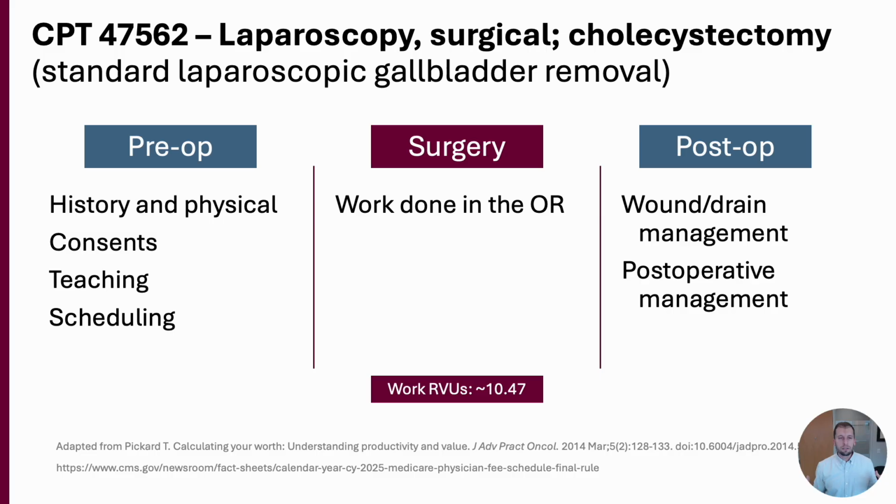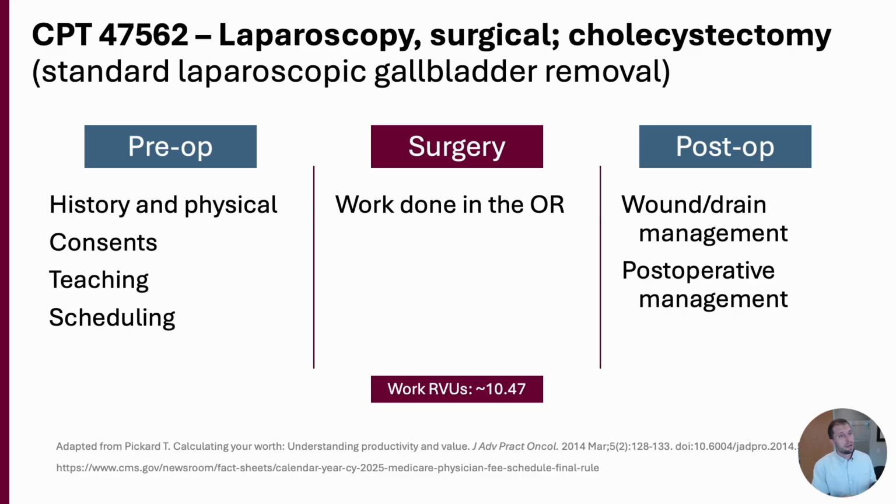Okay, so let's look at the work that's going to be done under this CPT code 47562. Cholecystectomy. I always have trouble with that word. Okay, so we've got this patient, gallbladder. It's all messed up. We've got to get that gallbladder out of here, okay? So think about all the work that goes in to make that happen.